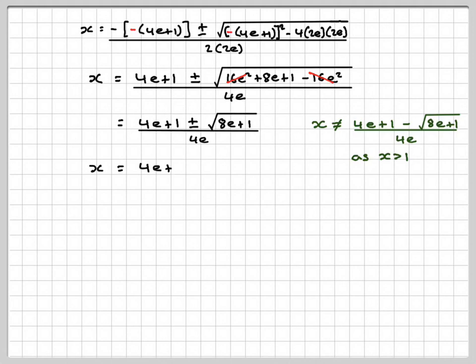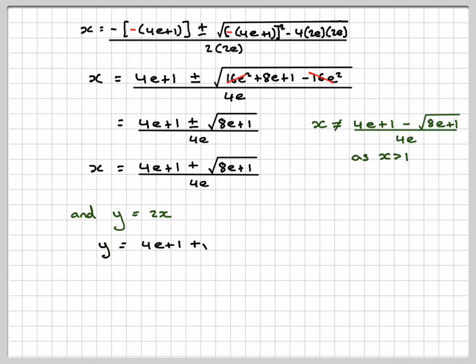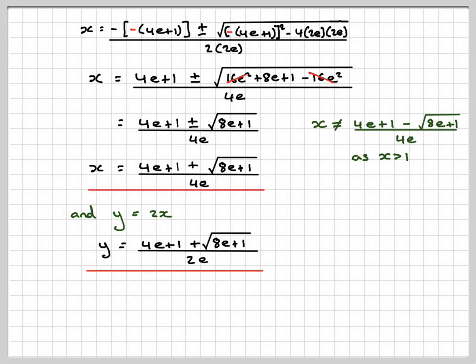So therefore we're going to get that x is 4e plus 1 plus the square root of 8e plus 1, over 4e. And therefore, as y is equal to 2x, if we multiply this by 2, this 4 will become a 2. So y will be equal to 4e plus 1 plus the square root of 8e plus 1, over 2e. So these are your exact values of x and y.